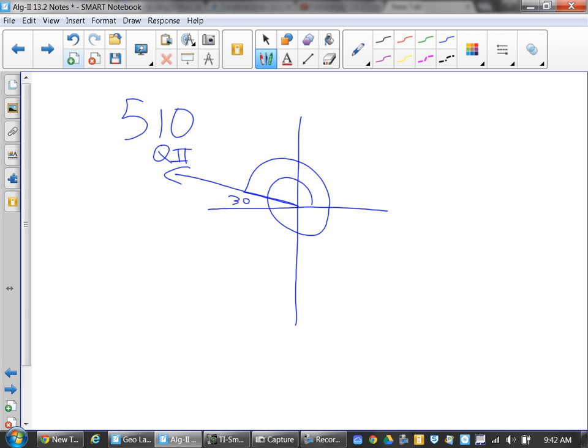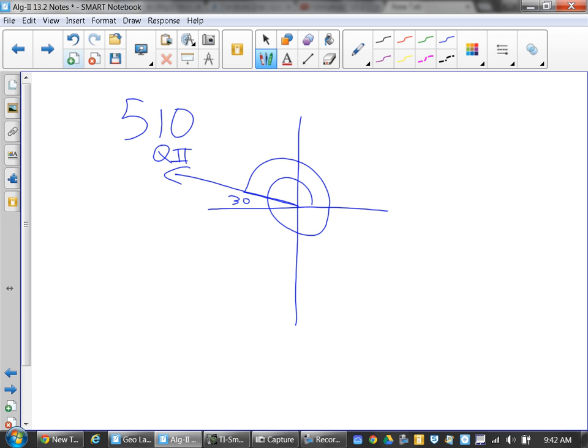The reference angle is always going to be how far you bounced off the x-axis, whether it's above it or below it. It's always that bounce. The reference angle will always be positive as well. That's the angle we use in science. And that's kind of what we always do.